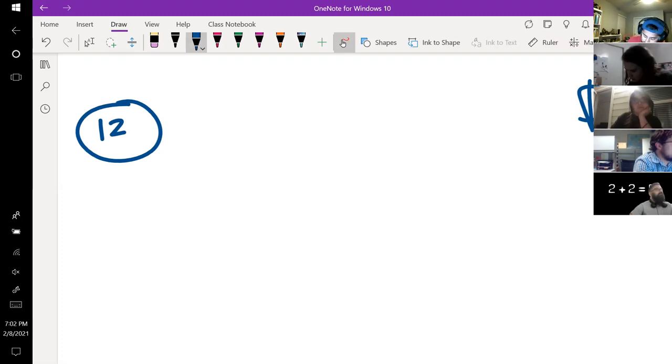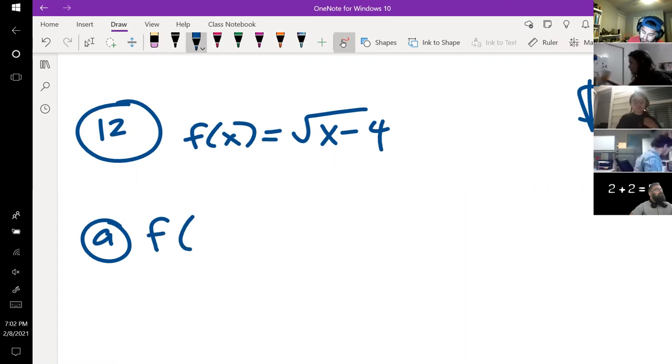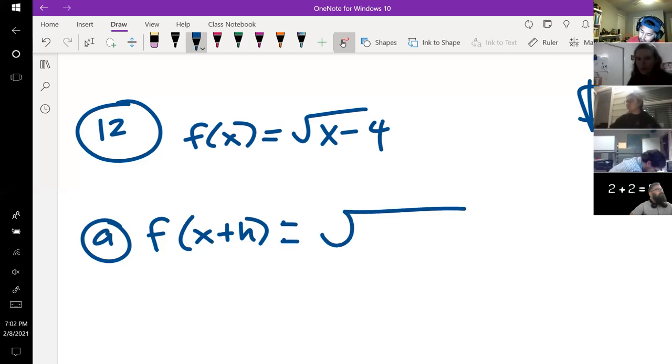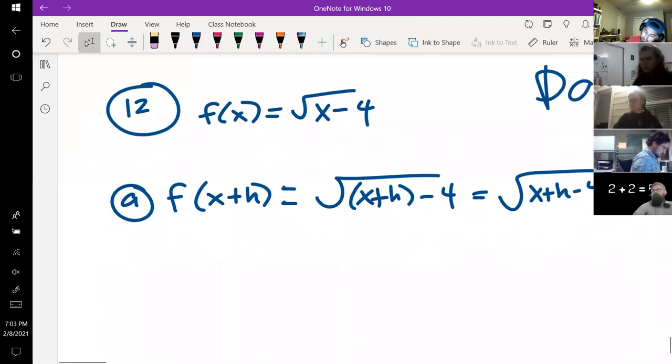Twelve. All right. I see f of x equals the square root of x minus 4. And this says do the difference quotient. So A, we want to know what is f of x plus h. So I would do the square root of x plus h minus 4, which just becomes the square root of x plus h minus 4. Can't do anything else on that step.